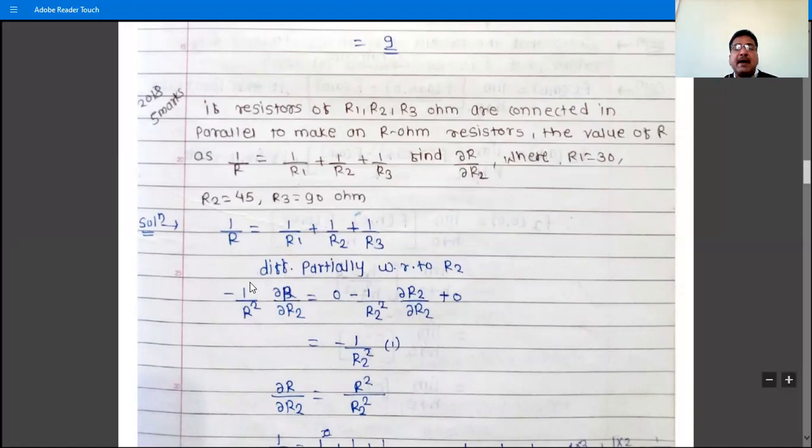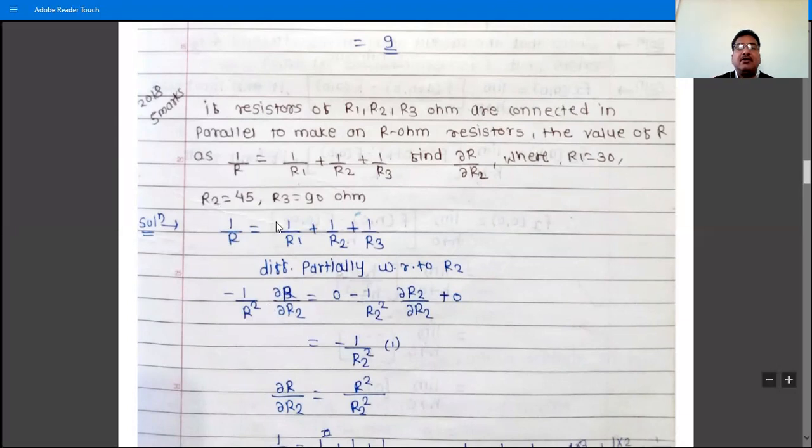And the derivative of 1/R is what? Minus 1/R² into ∂R/∂R2. Like 1/x: what is the derivative of 1/x? Minus 1/x² with respect to x. Like that, the derivative of 1/R is minus 1/R² ∂R/∂R2.